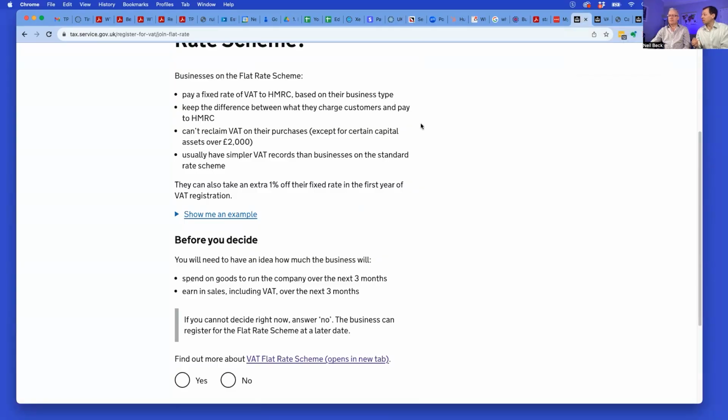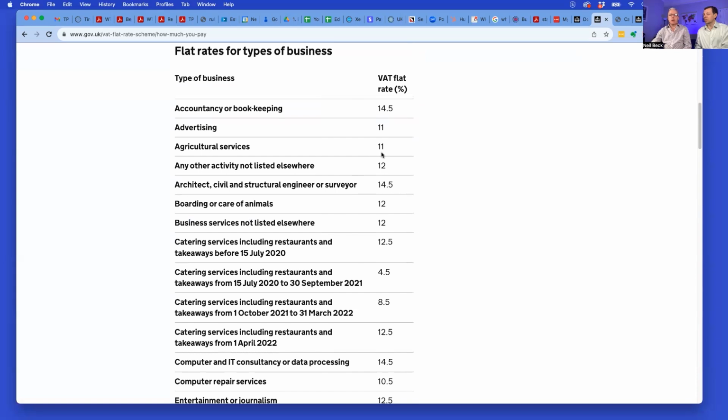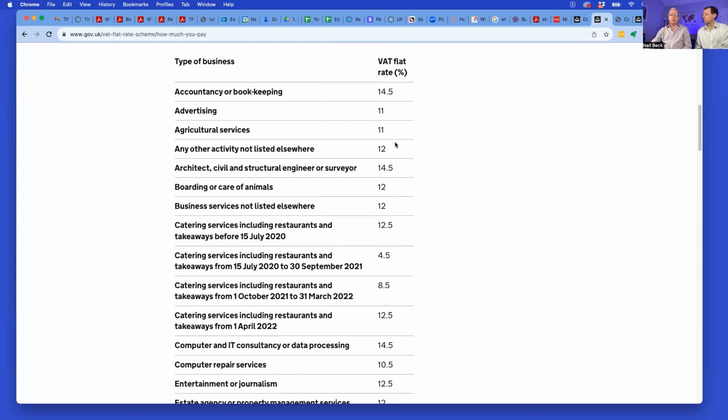VAT is a minefield in itself. This is an easy example, and the irony is that what's supposed to be the simpler scheme is actually quite a complicated decision. You would want to pick something that has the lowest percentage here. So just default pick, say it's not listed, I couldn't see it, and you'll get away with 12% instead of 16.5 or whatever.